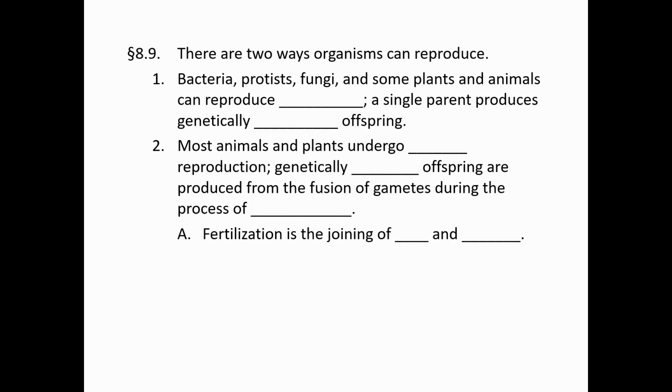So let's talk briefly about some of the ways that we can reproduce. There's really two main ways. If we are bacteria, or a protist, a fungi, and some plants and some animals, they reproduce asexually, meaning that one parent basically just makes a clone of itself, an offspring that is genetically identical to the parent. But when we're looking at most animals and plants, we use sexual reproduction, where the offspring are genetically unique.